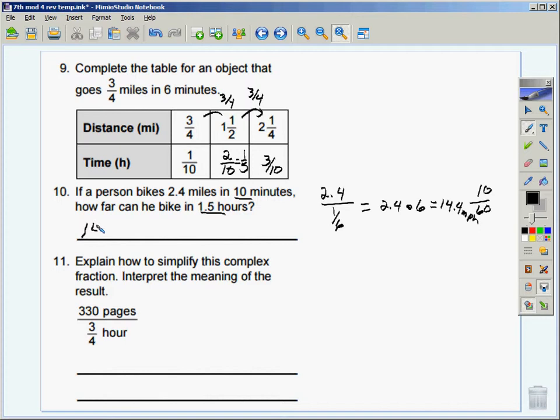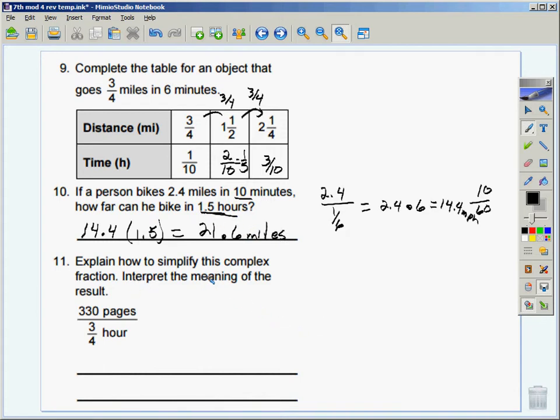Then I'd take my 14.4 and multiply it by 1.5. And I'd find out that this person could travel 21.6 miles in the 1 hour and a half.